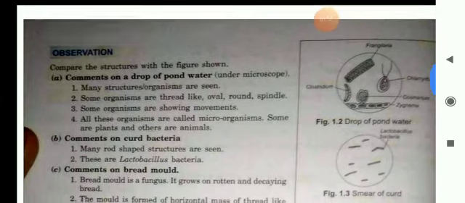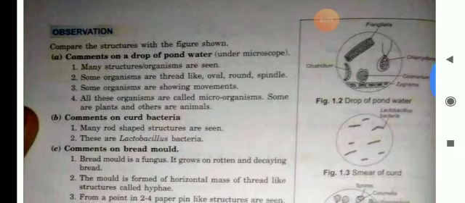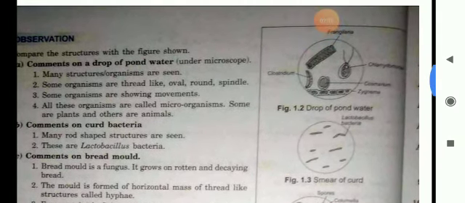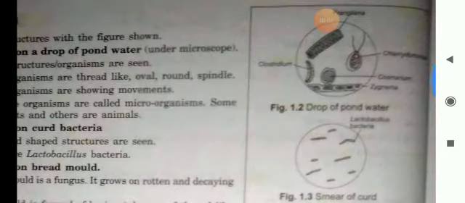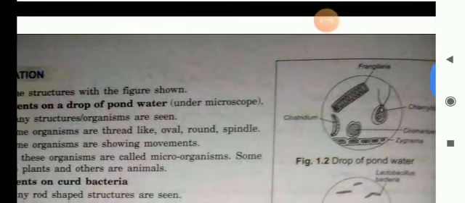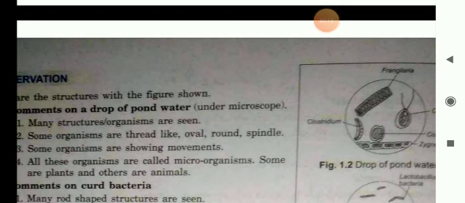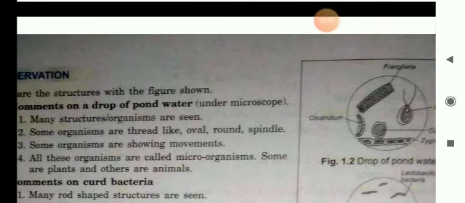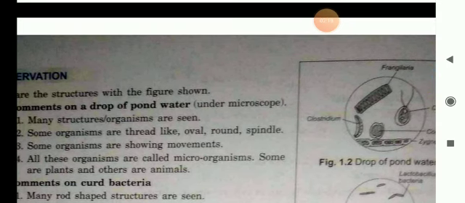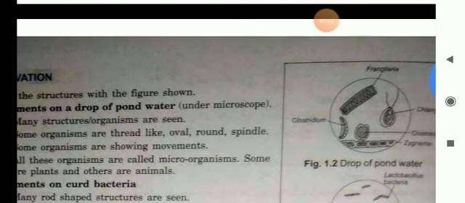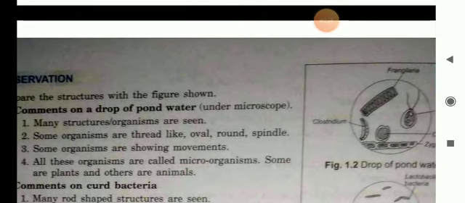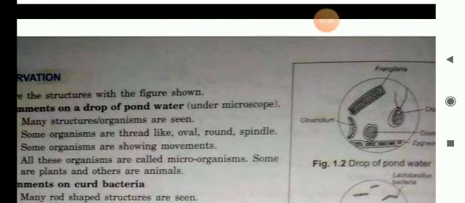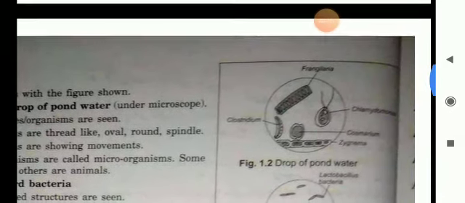What is our observation? First, many microorganisms are seen. See here in the figure, in a drop of water, we can see many microorganisms which may be plant or animals. Some organisms are thread-like, oval, round, spindle, and some are showing movements. Some are moving from one place to another. All these are microorganisms, and some are plants and animals.